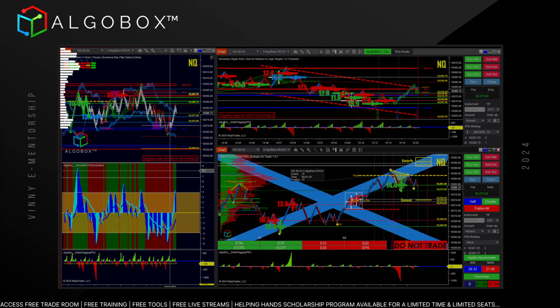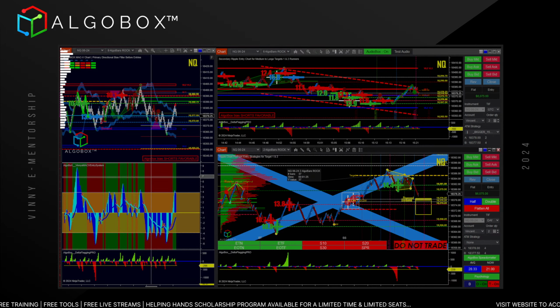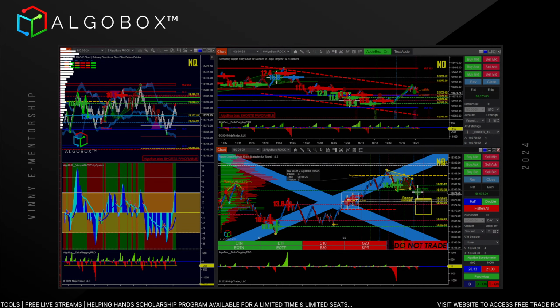Okay, remember, we are shorts favorable. Best plays are going to be to the short side for right now. And watch for the MACD section to go red, and then we'll be looking for plays in that direction for the best plays to the short side.